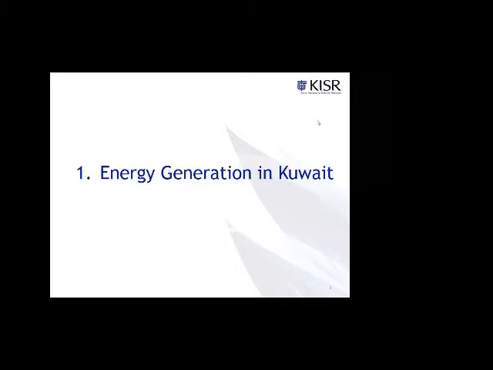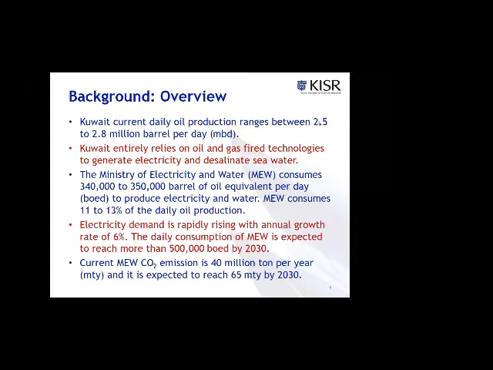First, let's talk about the current situation. Kuwait's current daily oil production ranges between 2.5 to 2.8 million barrels per day, give and take. We entirely rely on oil and gas fired technologies to generate electricity and desalinate seawater. We don't have fresh water resources, and our electricity is generated using steam and gas turbines. Usually we use oil that's produced locally in Kuwait, and gas is usually imported from other countries, from Qatar and Iran sometimes.